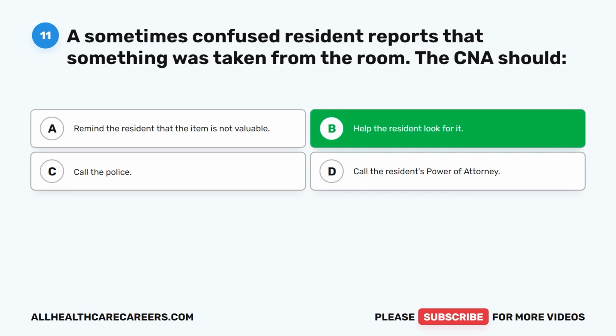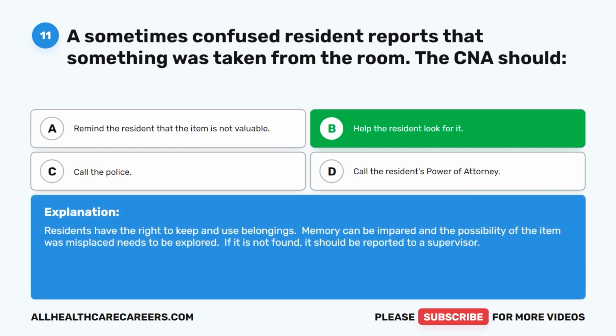Help the resident look for it. Residents have the right to keep and use belongings. Memory can be impaired, and the possibility that the item was misplaced needs to be explored. If it is not found, it should be reported to a supervisor.